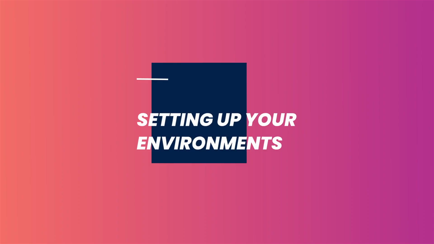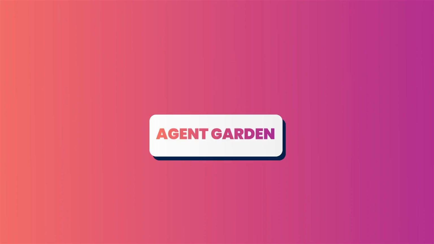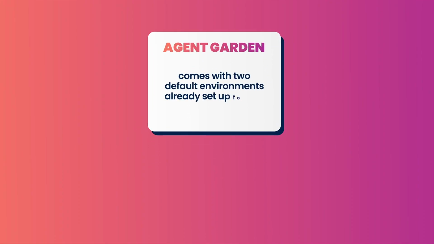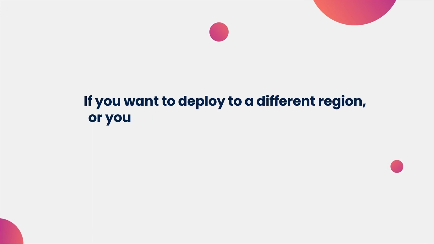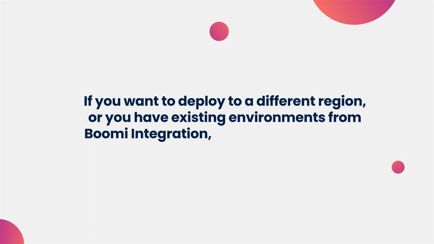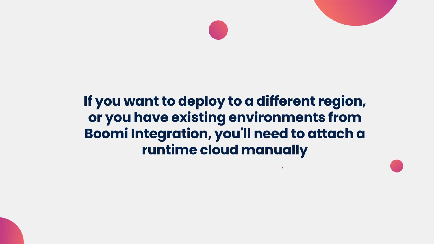Setting up your environments. Agent Garden comes with 2 default environments already set up for you, one for production and one for testing. If you want to deploy to a different region or you have existing environments from Boomi integration, you'll need to attach a runtime cloud manually.